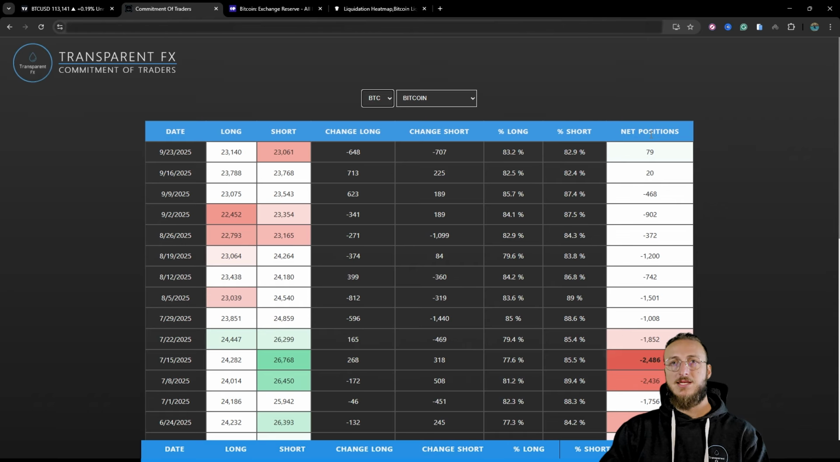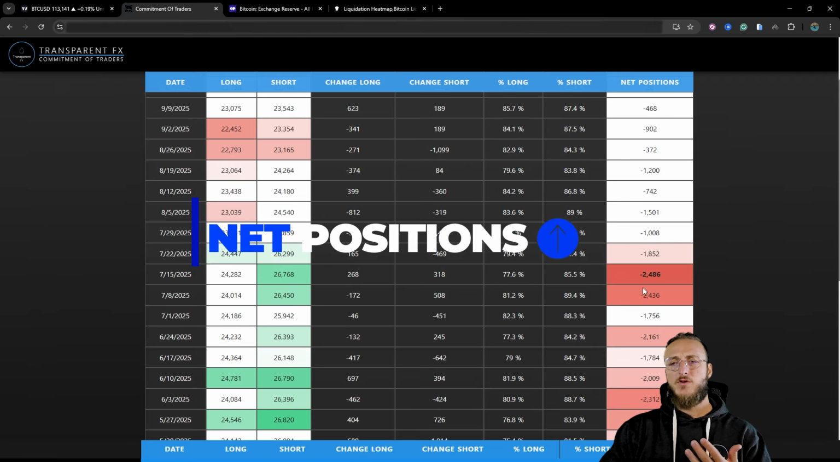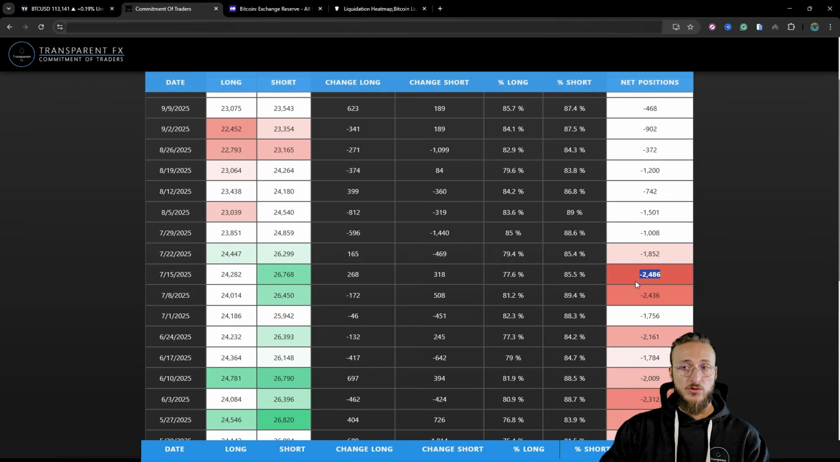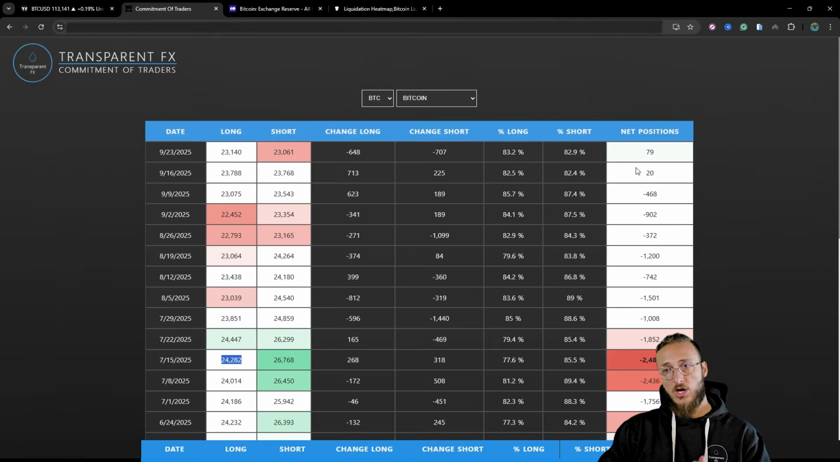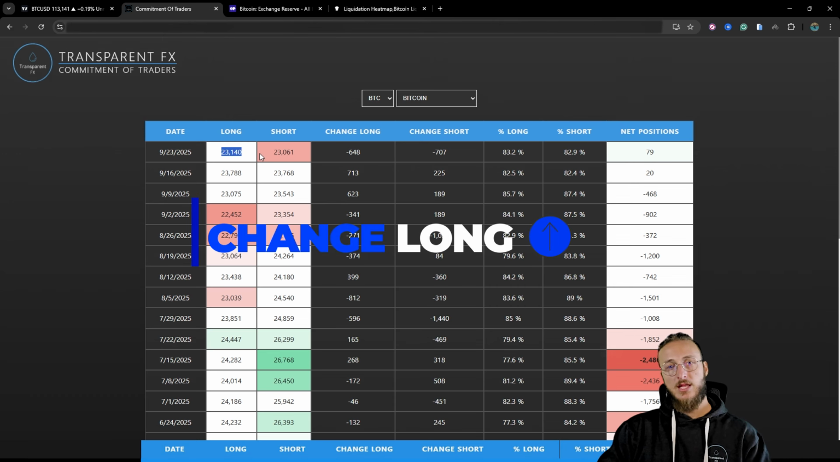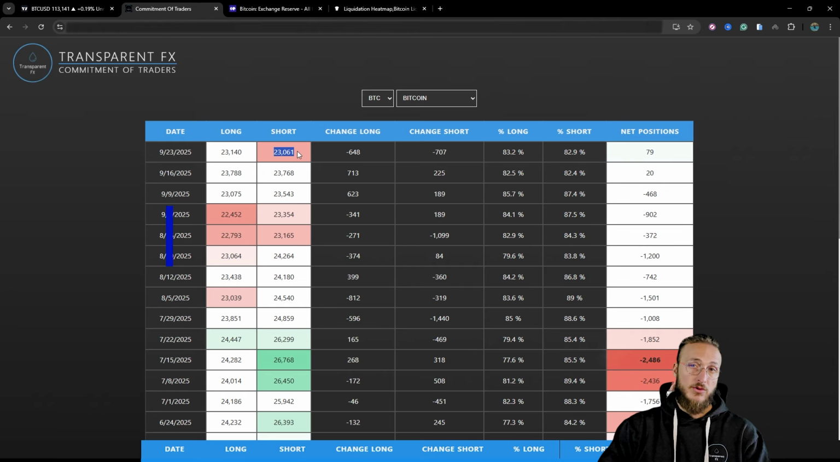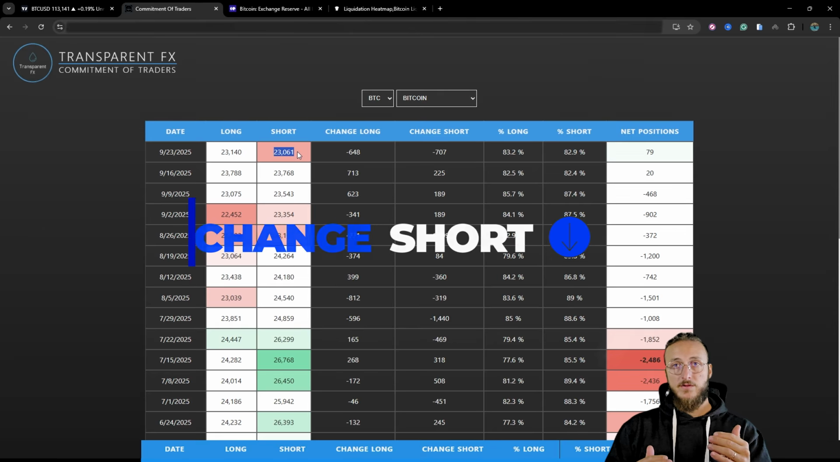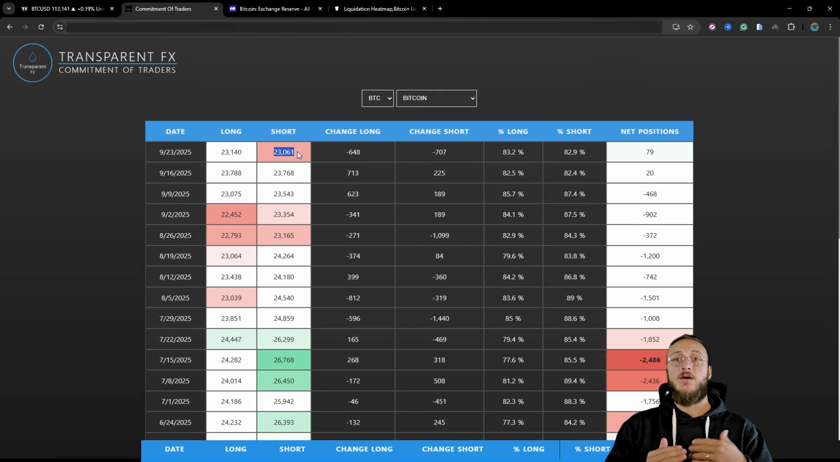But what we can notice is that net positions have been increased quite a bit. We went from a negative net positioning, meaning that we had more shorts than longs on the institutional side of the market, 26K shorts compared to only 24K longs, all the way up now to having a positive net positioning. So 23.1K longs and 23K shorts. So essentially, we are starting to shift from having more shorts than longs to now having more longs than shorts from an institutional perspective.